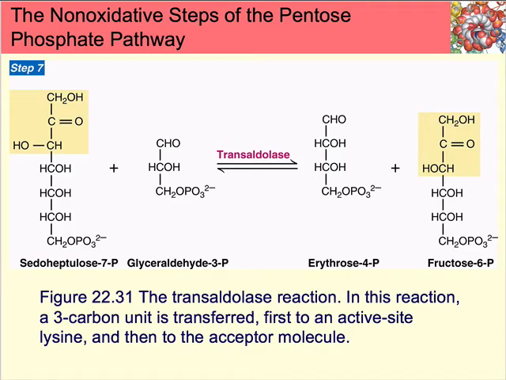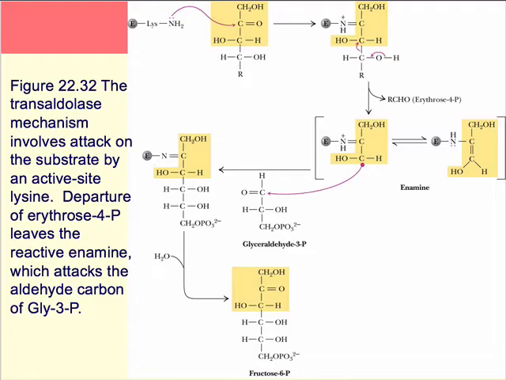The transaldolase reaction involves transfer of a 3-carbon unit, shown here, from sedoheptulose 7-phosphate to glyceraldehyde 3-phosphate to produce erythrose 4-phosphate and fructose 6-phosphate. The transaldolase mechanism involves a Schiff base, and that's shown here.